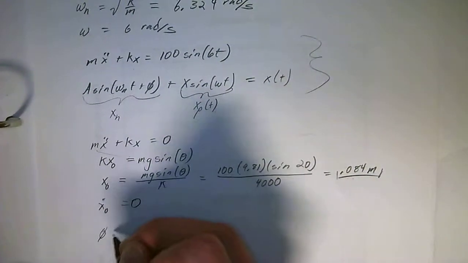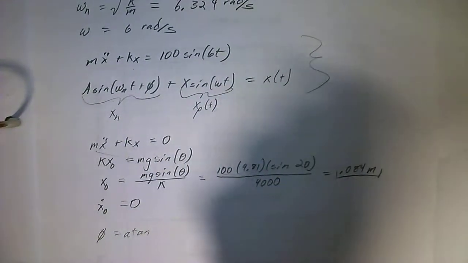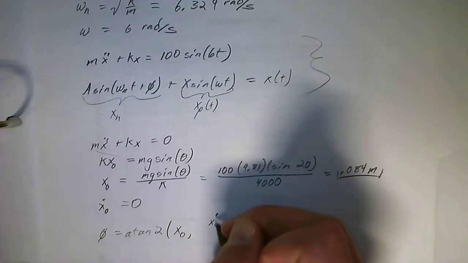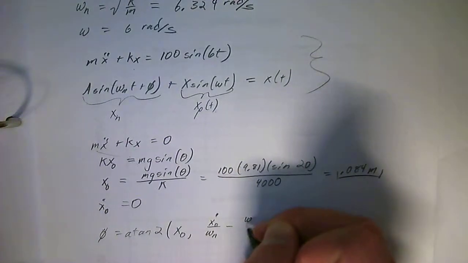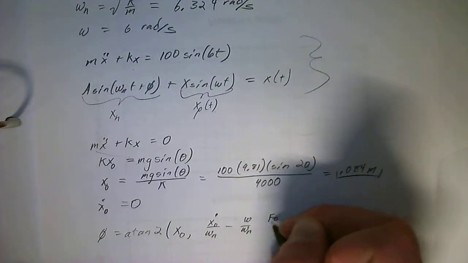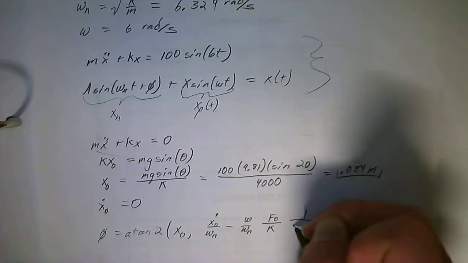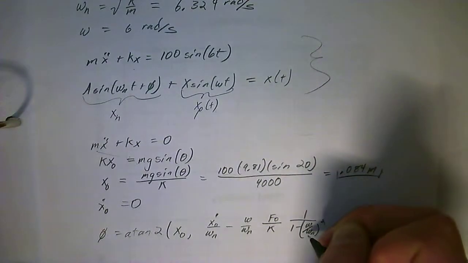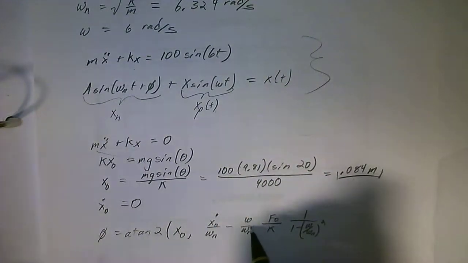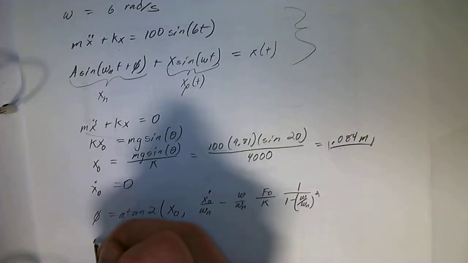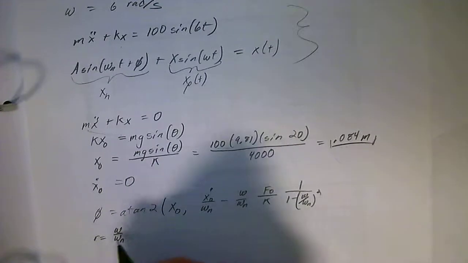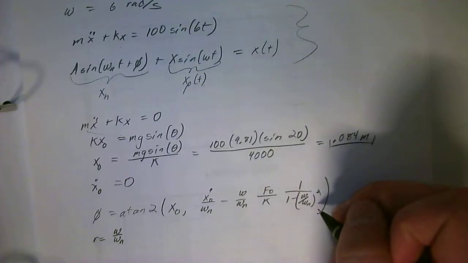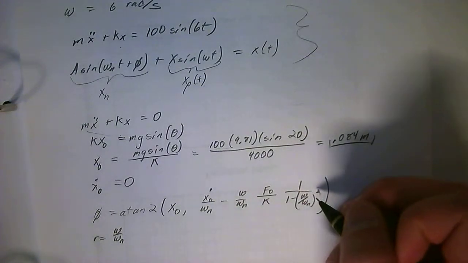So now, phi is equal to atan2 of x naught by x naught dot all over omega n, minus omega over omega n, F naught all over k, of 1 over 1 minus omega over omega n squared. Okay, and if you haven't seen the omega over omega n before, that is just r. R is equal to omega over omega n. So if your professor's introduced it in that way, that's where this fraction comes from in this equation. Okay, so that's phi.